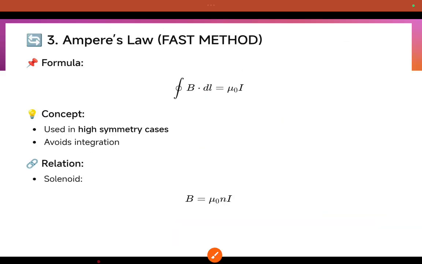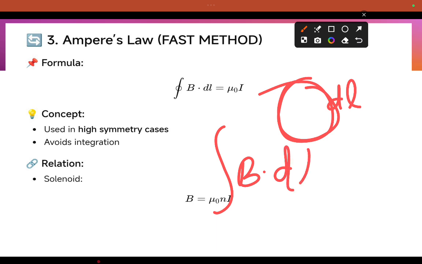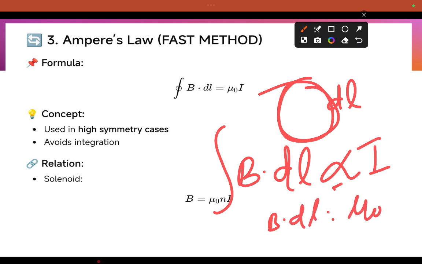Coming to the third concept, Ampere's circuital law. We have a closed circuit with length element dl. In this closed circuit we have a magnetic field, and this is proportional to the current I. When you remove the proportionality, we get a constant, that is mu naught. So B dot dl equals mu naught I. This is Ampere's circuital law.